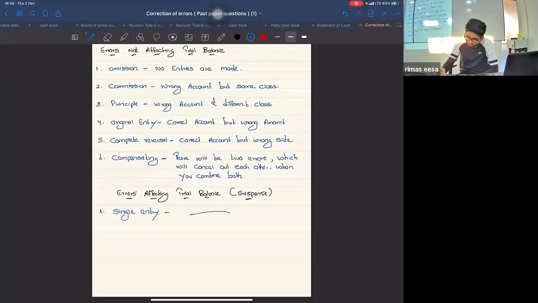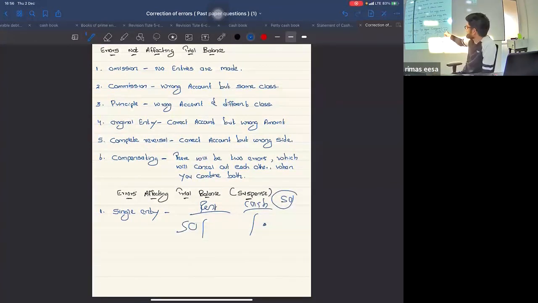Can you look at this error and tell me, imagine you are paying for rent by cash 50. You debit 50 here and you don't do anything in your cash account. Is debit and credit equal? No. If it is not equal, will your trial balance balance or not? It won't balance. So this is an error which is affecting your trial balance.